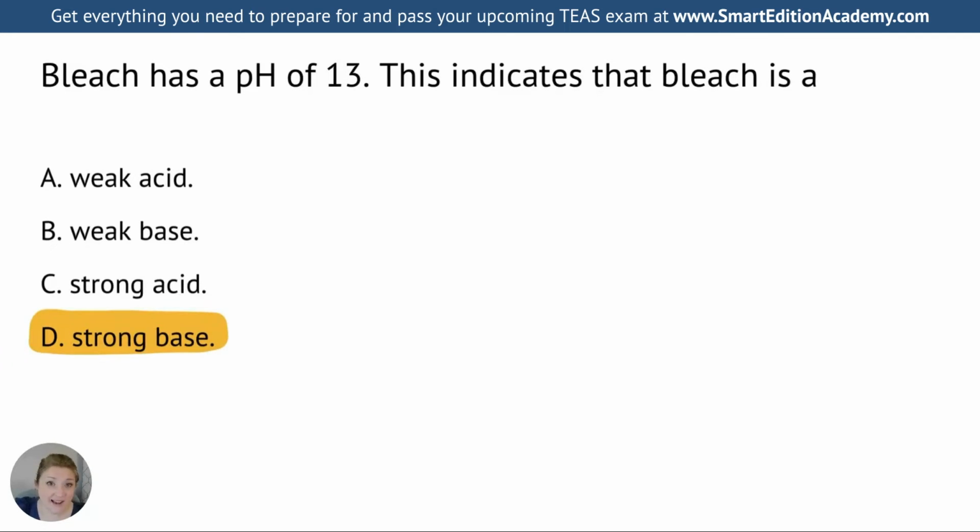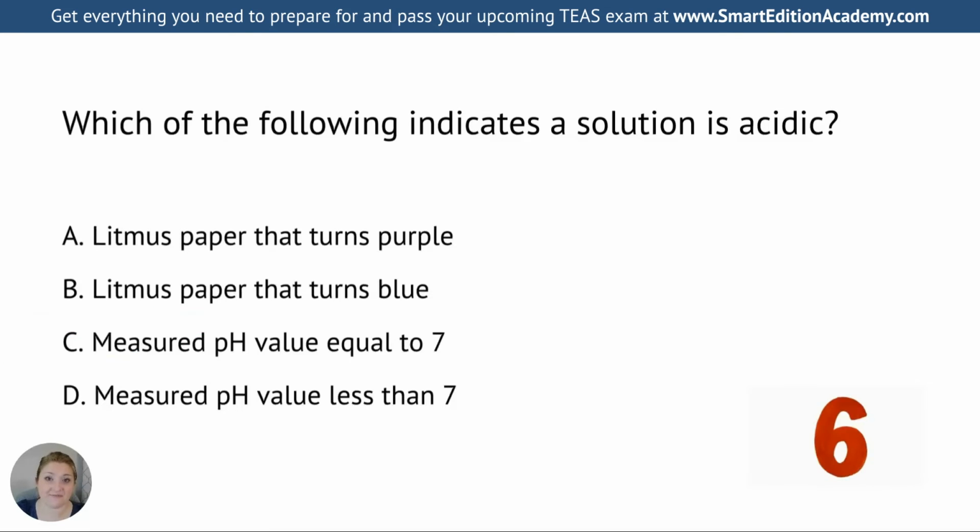We are on our very last question. Which of the following indicates a solution is acidic? The litmus paper that turns purple, litmus paper that turns blue, a measured pH value equal to 7, or a pH value less than 7.